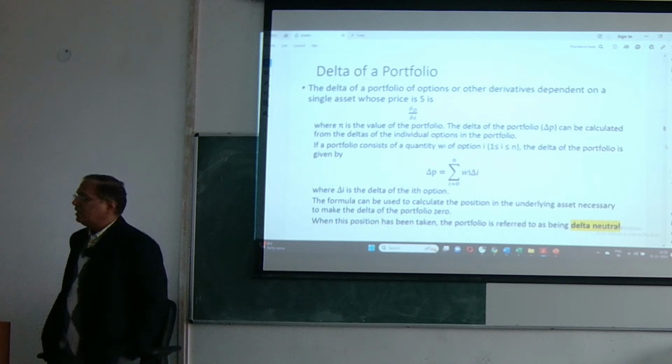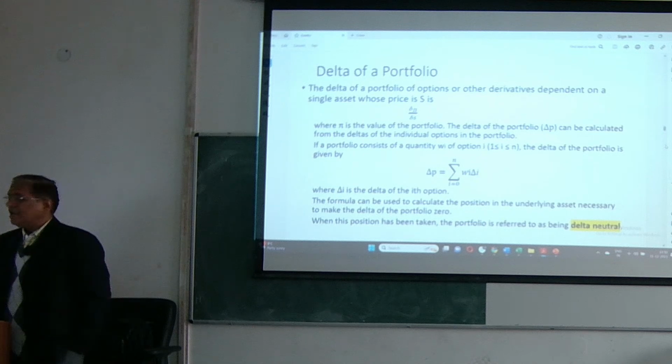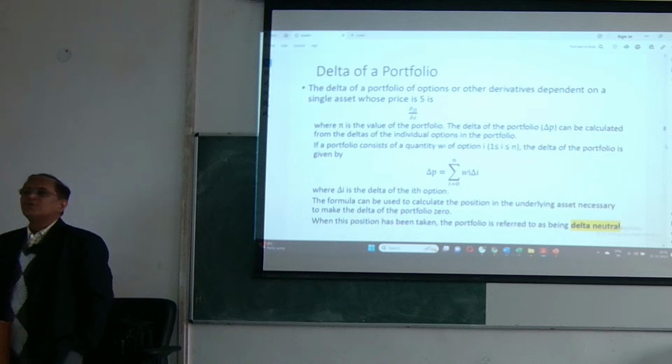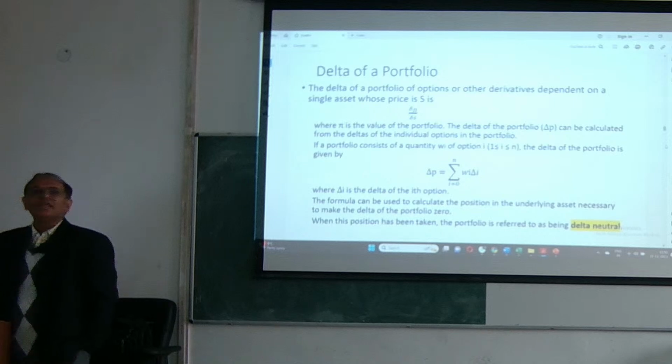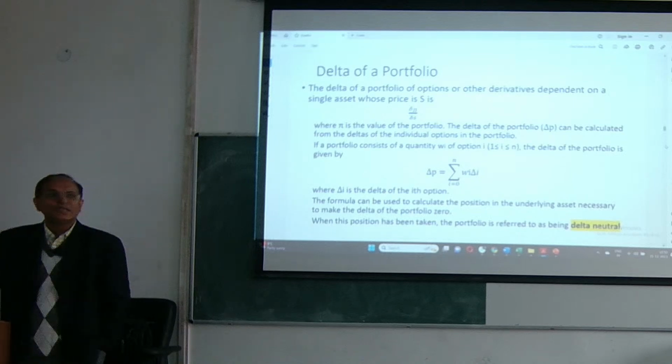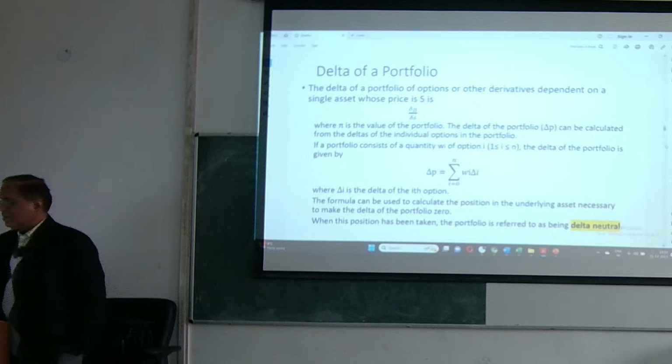So what is a delta neutral portfolio? It is when the delta of a portfolio is going to be 0. When the delta of a portfolio is 0, the entire price movement is not going to affect the position of the portfolio holder. The portfolio holder will be indifferent to any kind of price movement. That is what it is. So how is it going to be there?